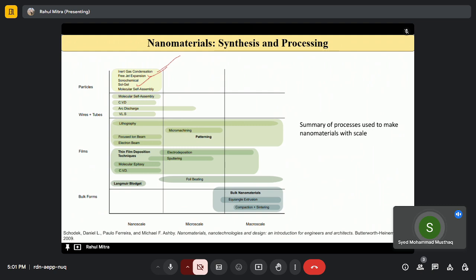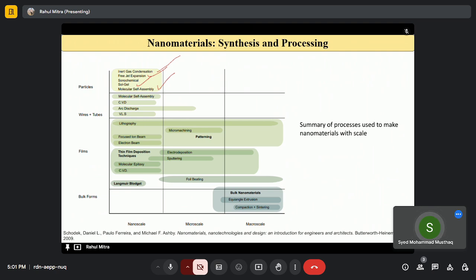And the fourth is the sol-gel process, where if we just stop at the sol stage, we have discrete nanoparticles. We do the gelation and then we dry it, or remove the solvent from it. We have a compact nanomaterial, which has the characteristics of nanoparticles. And the fifth one is molecular self-assembly.